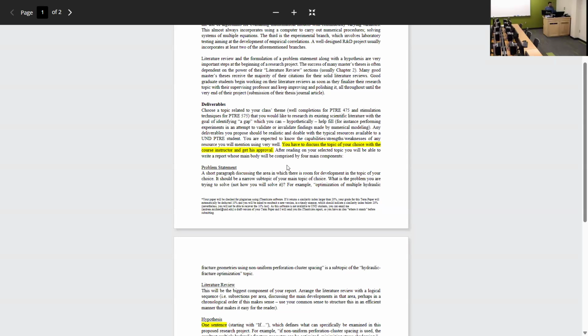Any deliverables you propose should be realistic and doable with the typical resources available to a UND PTRE student. You are expected to know the capabilities, strengths, and weaknesses of any resource you will mention using very well. So don't tell me, oh, there is this model, I read about it. Anything you talk about, you need to know.